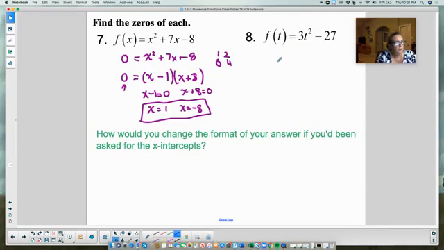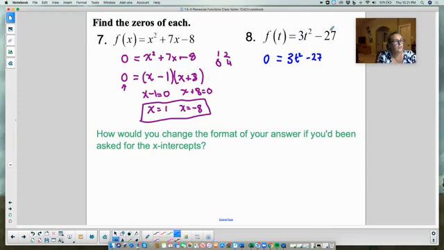Oh, I don't want to try that one. Oh, my goodness. What's that going to be? 0 equals 3 times t squared minus 27. Oh, it looks scary, but it isn't.